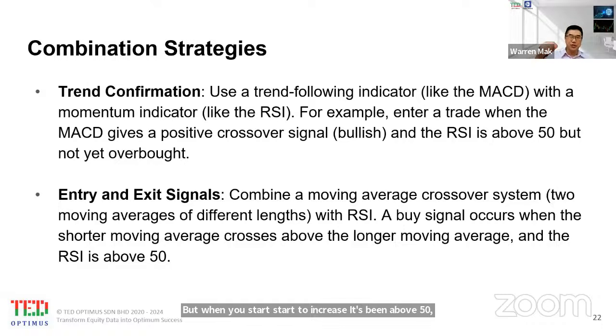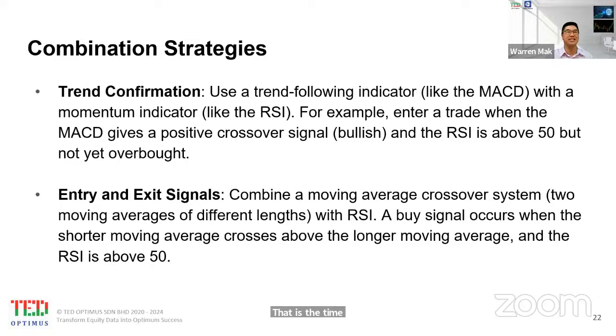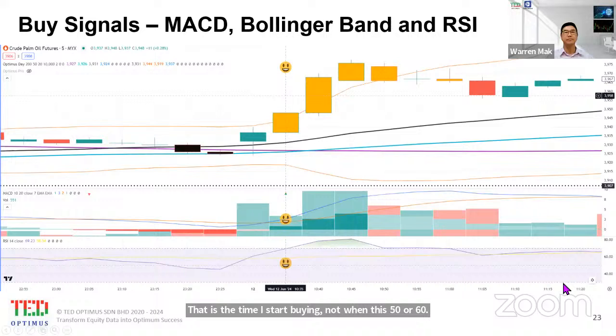Of course, for those who study book theory, they will say one touch 70, 80, you better run. But let me tell you, as a day trader, I love to see RSI above 70, 80. That is the time I start buying, not when it's 50 or 60. So after I show you.